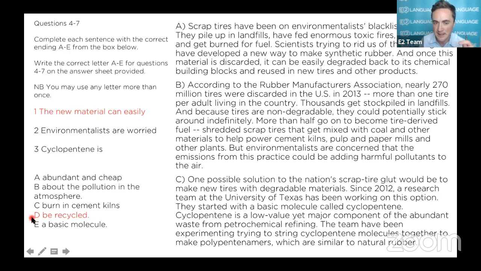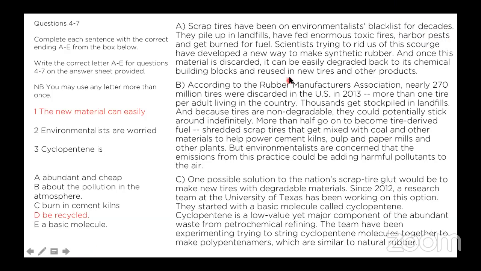Now we need to eliminate one and we need to find which one is correct. So the new material. I'm going to look carefully. Okay, I've got here materials. Where else have I got materials? Let me disappear so I can look. I developed a new way to make synthetic rubber. Once this material, so new material, discarded, can be easily degraded back to its chemical building blocks and reused, recycled. There we go. So number 1 must be D.